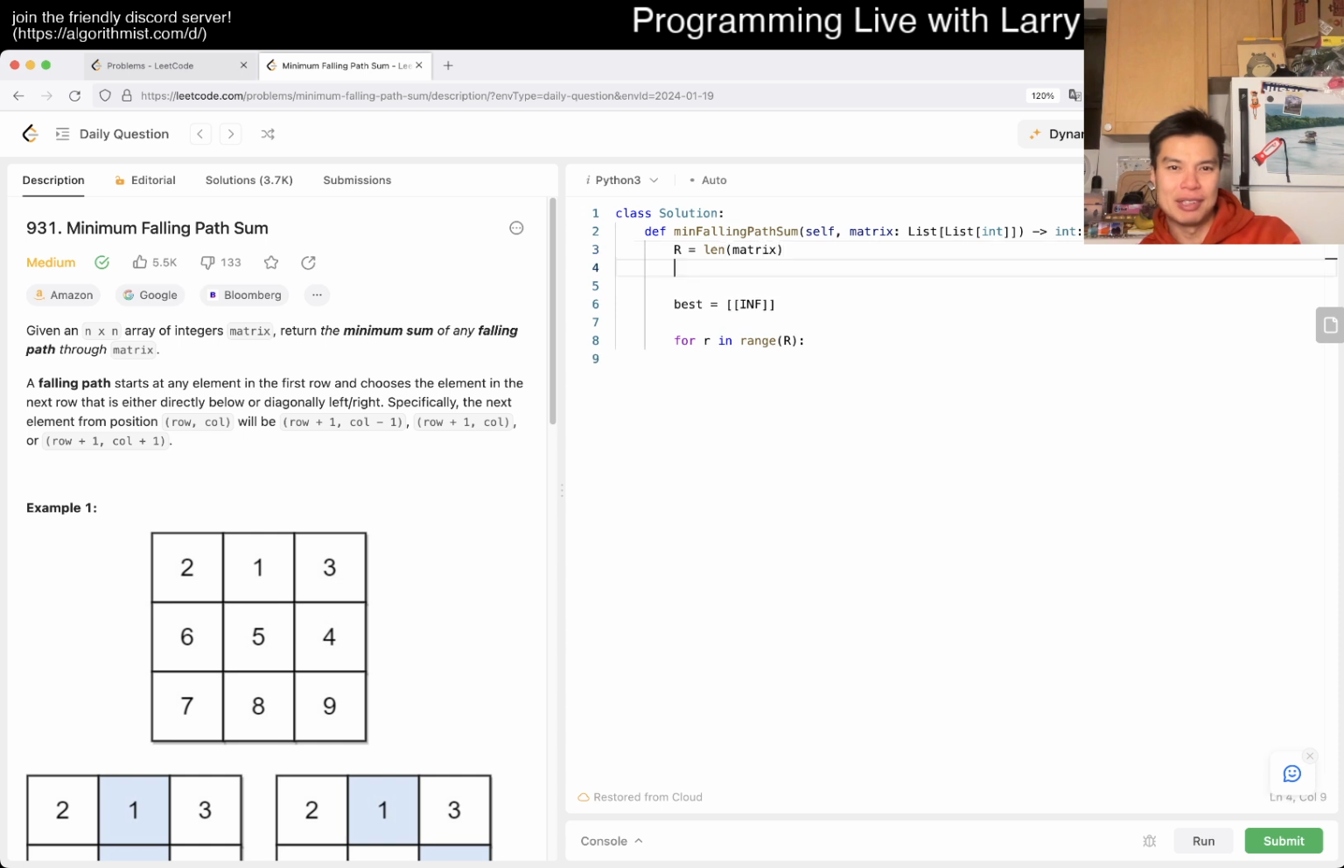So basically here we can maybe say best is equal to, is it minimum? So let's just say infinity, right? And let's just say C is the length of the first row.